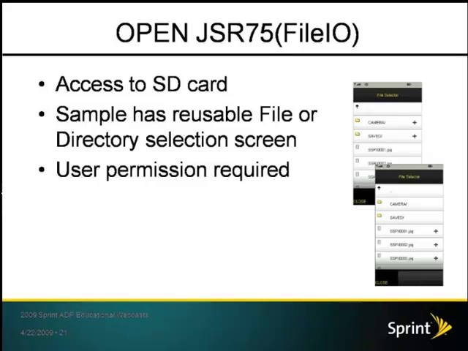With the File.io portion of JSR75, we did the same thing again. We built a code sample and a reusable component in one. In this case, it's a file browser. And this file browser can be opened in 2 different modes. You can open it into a directory browsing mode, or a directory selection mode, or a file selection mode.